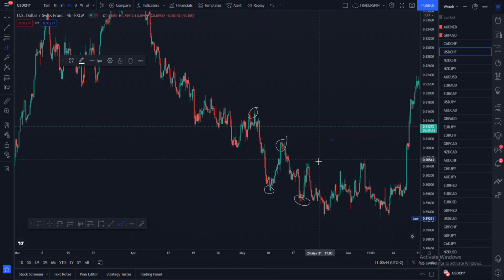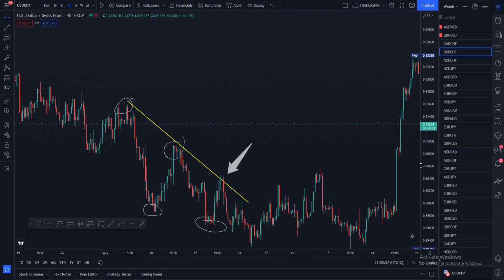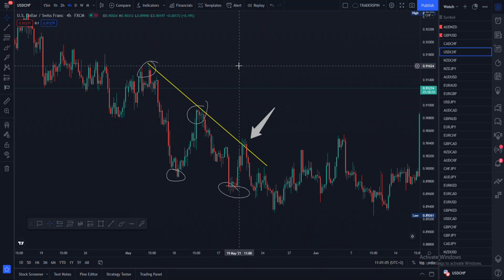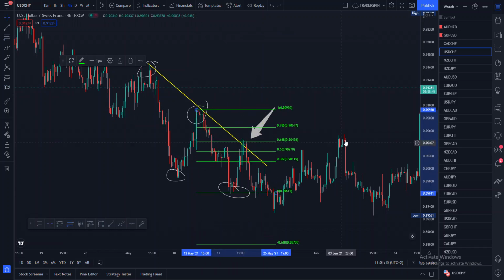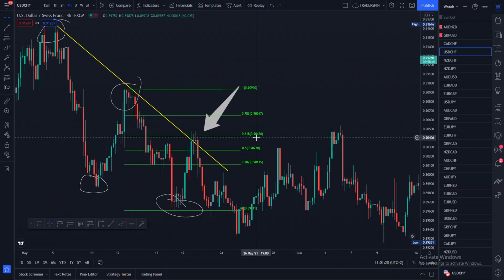When you want to enter there, you actually draw your trend line here, right? Your first and second touch have to be on the previous two lower highs, and then you draw your Fibonacci retracement tool on your previous high, on your second high, right? And then you can see that it reversed at your 0.618.